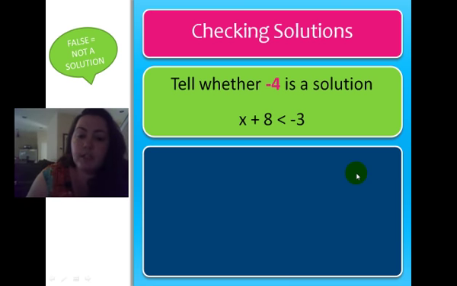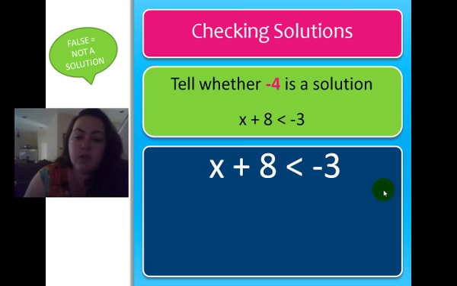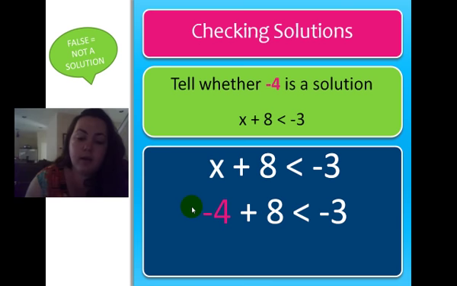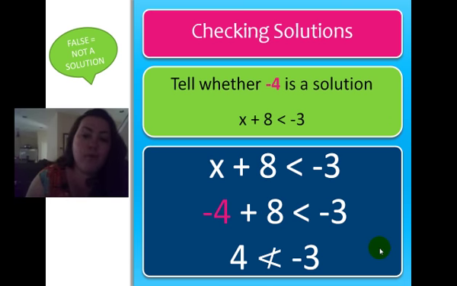Checking solutions. When you're dealing with inequalities, you're often going to be asked, is this number a possible solution? So, tell whether negative 4 is a solution to x plus 8 is less than negative 3. I'm going to plug in negative 4 where my x is. You get negative 4 plus 8 is less than negative 3. A lot of times you'll see a little question mark above the inequality symbol because I'm not sure yet until I solve it if it is actually less than. Negative 4 plus 8 is 4, and 4 is not less than negative 3. So that is not true. It's false. And if I get something that's not true, then I know that negative 4 is not a solution.